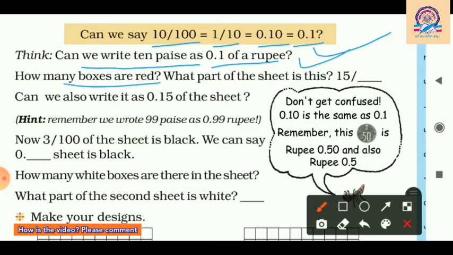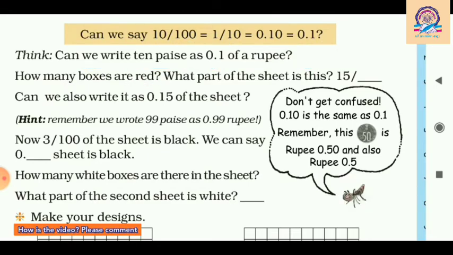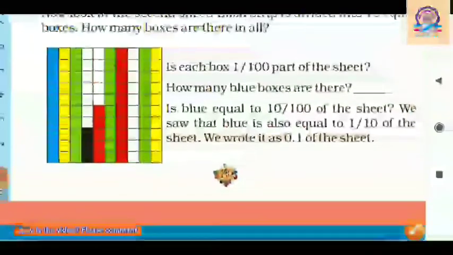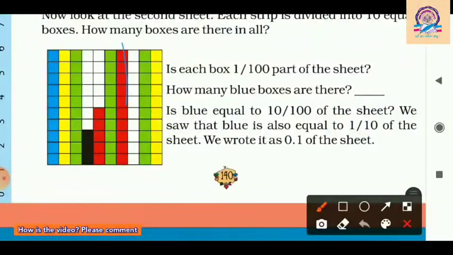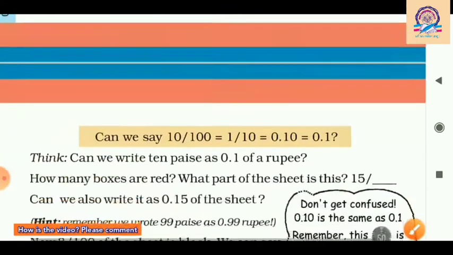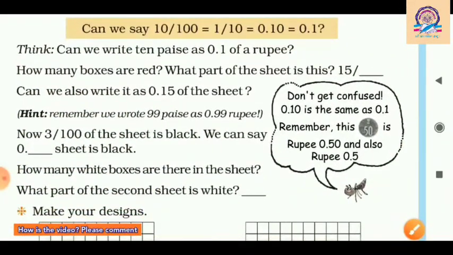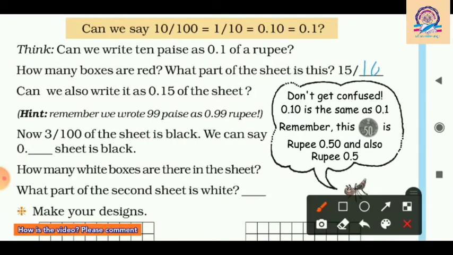Now how many boxes are red? So let me count it. So these are 10 and 11, 12, 13, 14, 15. So 15 boxes are red. So we can write it as 15 upon 100. In decimal form, it will be written as 0.15. Now, as you all remember, 99 paise is also written as 0.99 rupee.